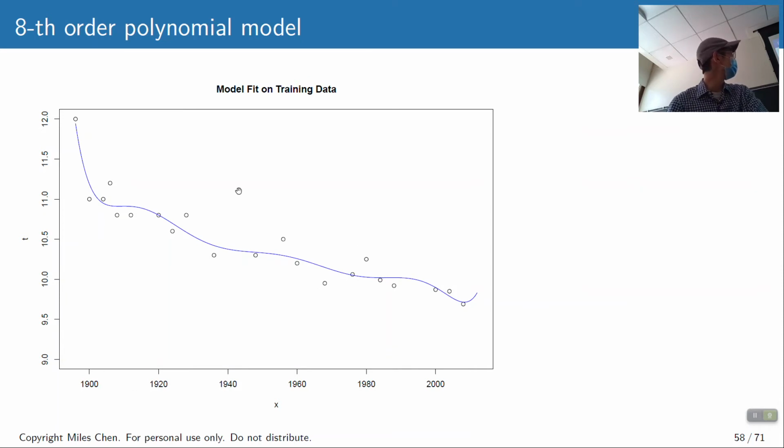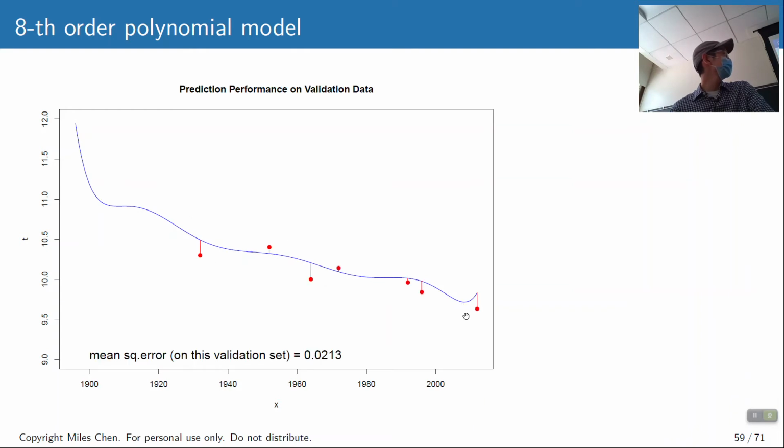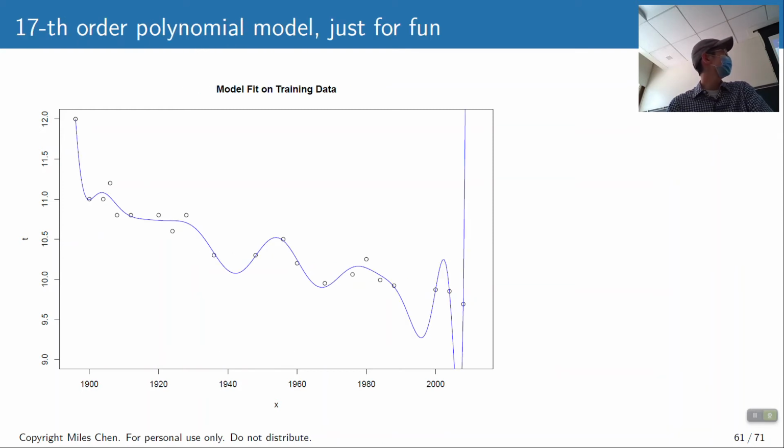Okay, and so you can see the 8th order, it fits this data point pretty well, okay? And there's a little bit of wiggle here. And we get, this is the validation set. So we put the 7 points back in, and we measure how much error there is. Okay. All right, and just for fun, we did the 17th order polynomial, right? So with the 17th order, you have a whole bunch of wiggle room, right? And so it fits this data point perfectly, that data point perfectly, and these data points down here, it fits these ones perfectly, right?